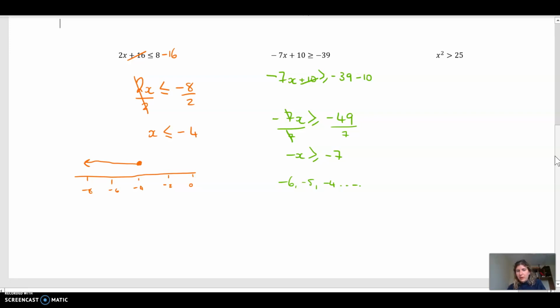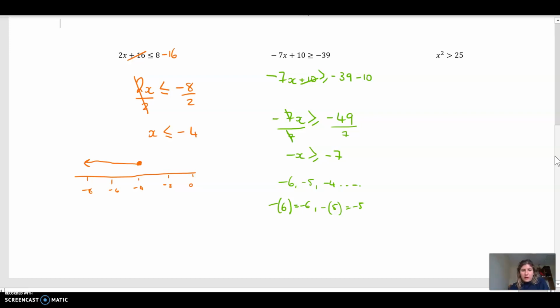Well, if x was +6, then I'd have -6, which gives me -6. To make -5, if I've got -x, I'd have +5, which would give me -5. So really the solutions that we're looking for here are positive values, whereby once you make them negative, they're going to be bigger than -7.